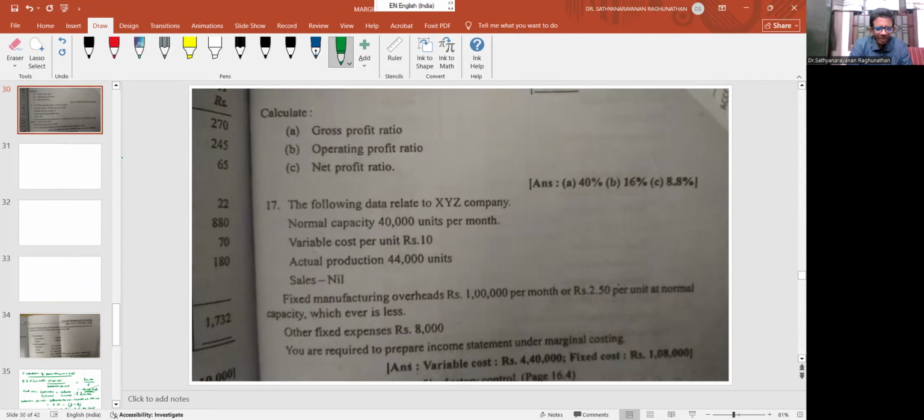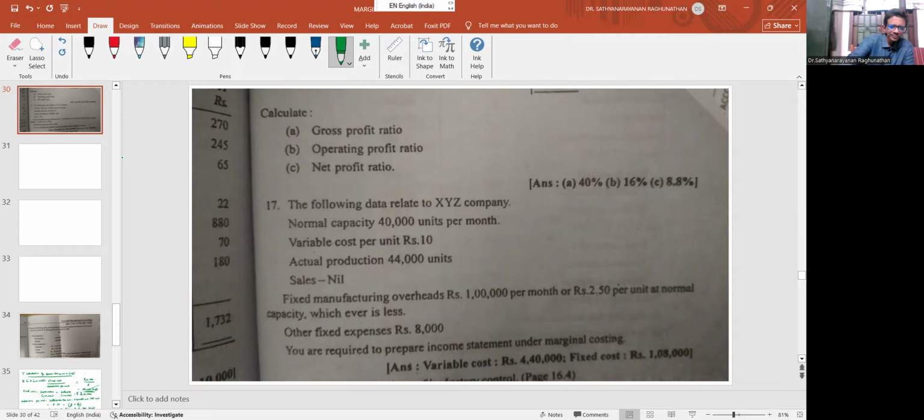Actual production is 44,000 units. Sales nil. Fixed manufacturing overheads rupees 1 lakh per month or rupees 2.50 per unit at normal capacity, whichever is less. Other fixed expenses 8,000. You are required to prepare income statement under marginal costing. Please take a screenshot of this question.